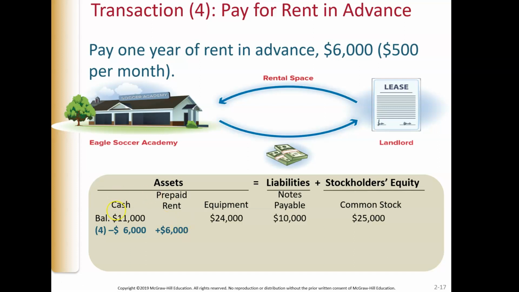Each month as we use it, we will reduce the $6,000 by $500 and move that $500 to expense. We'll learn about those types of things in chapter 3. This just gives you a heads up. So when you pay something in advance, it's an asset to you because it goes in an asset account. If you don't use it, you'll get it back.